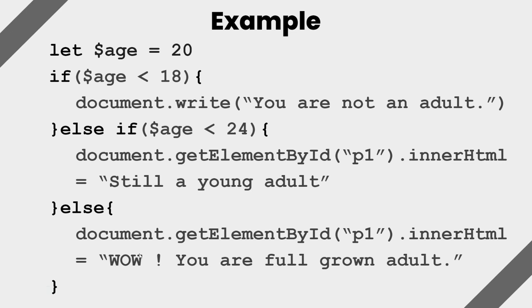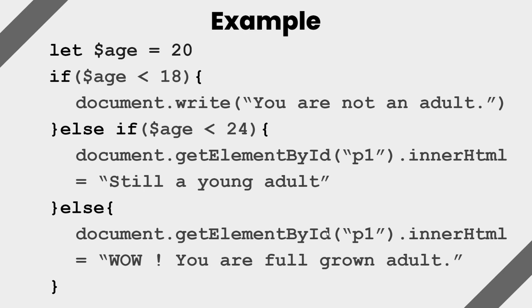But if in another situation this condition was not met, then our last option would be for the else block here to be executed. And here we have document.getElementById with an id name of p1, assigned the value "wow, you are a full grown adult".